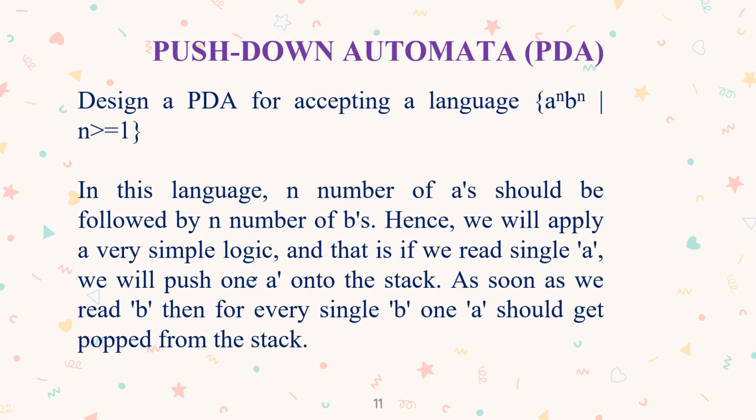We can explain this with a PDA for accepting the language a^n b^n, where n is greater than or equal to 1. In this language, n number of A's should be followed by n number of B's, that is, an equal number of A's and B's. Hence, we will apply a very simple logic: if we read a single A, we push A's into the stack. As soon as we read B, then for every single B, one A should be popped from the stack.